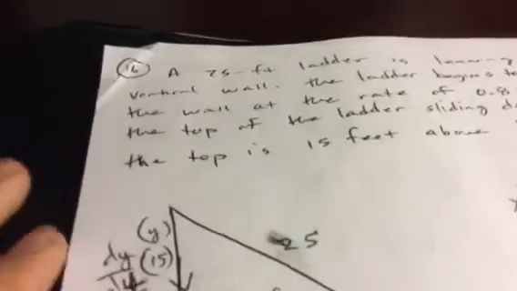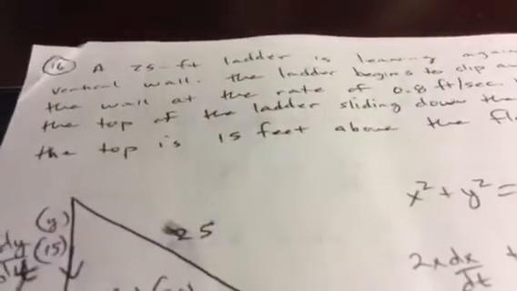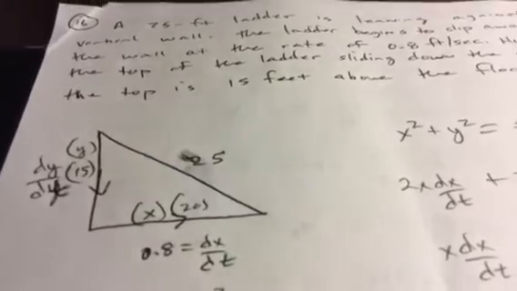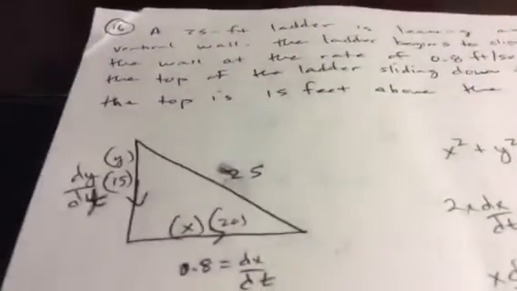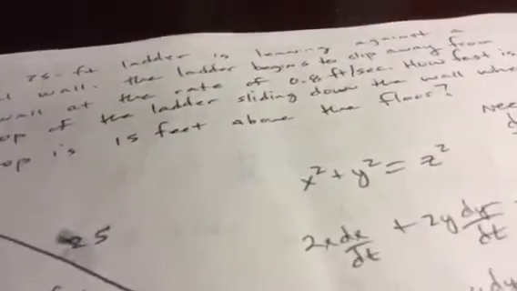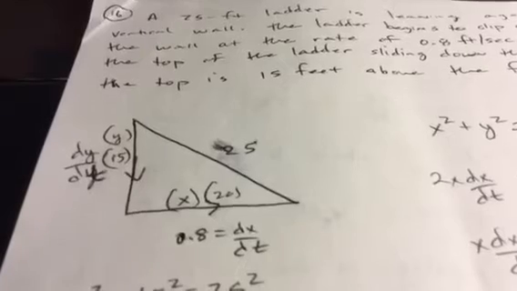And 16. All right, related rates. Remember, you're going to have 2 of these. 25-foot ladder. So let's draw that. It's leaning against the wall. We know Pythagorean Theorem is in play. All right. The ladder begins to slip away. It's slipping away at a rate of 0.8 feet per second.